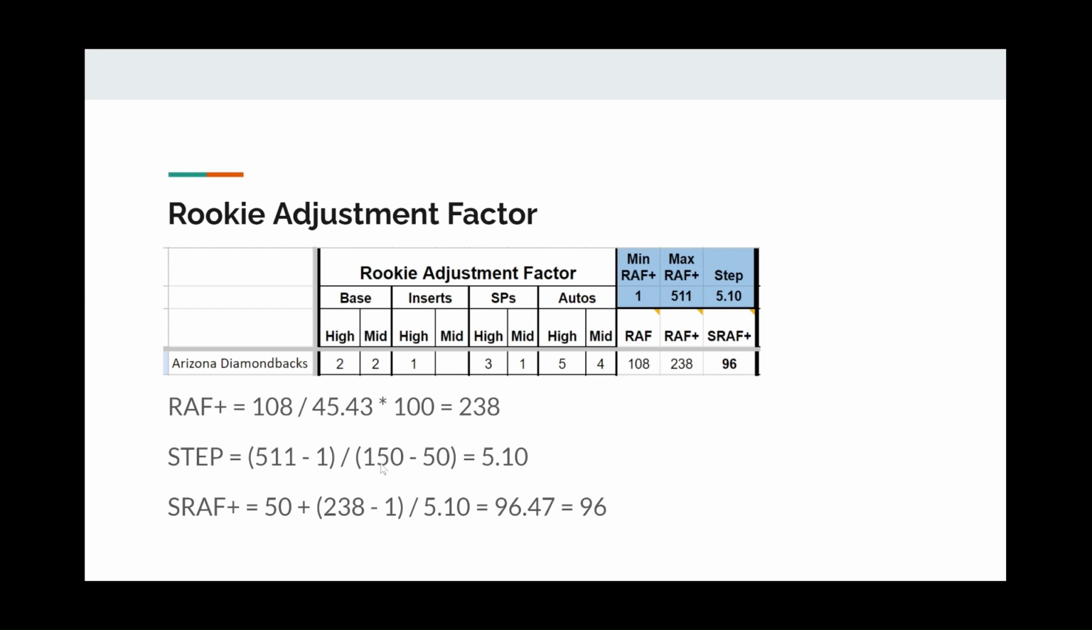Then to calculate your step value, it's 511 minus 1 divided by the max value for the SRAF plus value, which is 150, minus the minimum value, which is 50. So that ends up being 510 divided by 100, which gets you 5.1. And then to calculate SRAF plus, it's the minimum SRAF plus value, 50, plus the RAF plus value of the given team minus the minimum divided by the step value. And in this case, it gets you 96.47, which when you round gives you an SRAF plus of 96.